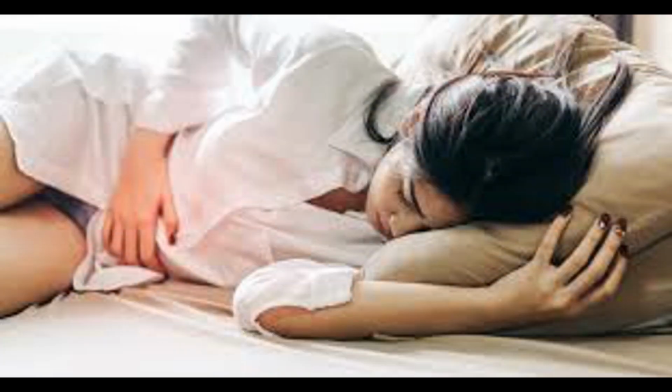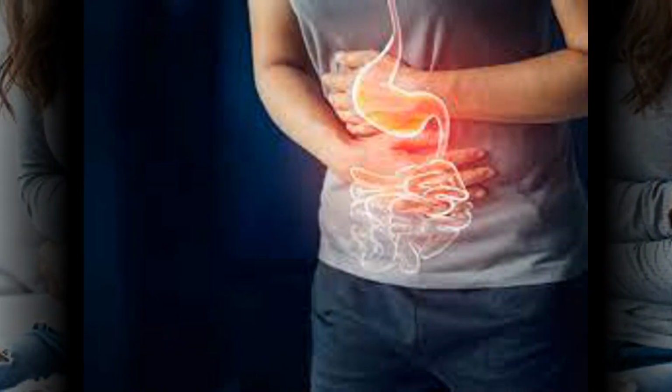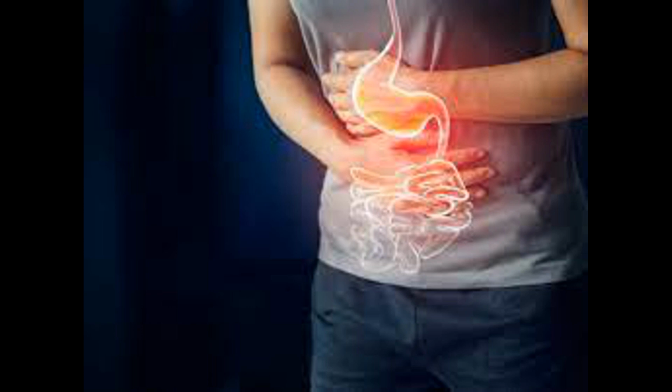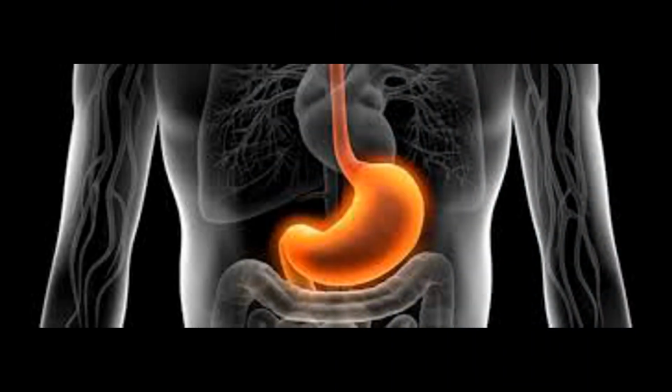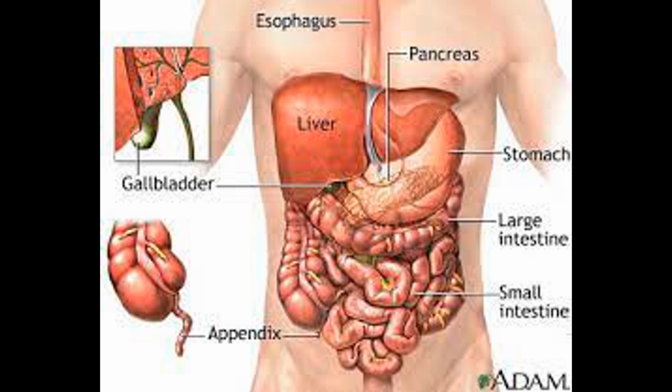Upper gastrointestinal, GI, exam. During an upper GI exam, you swallow a chalky substance called barium. The liquid coats your stomach lining, providing more detailed X-ray images. What are the complications of gastritis? If left untreated, gastritis can lead to serious problems, such as anemia.